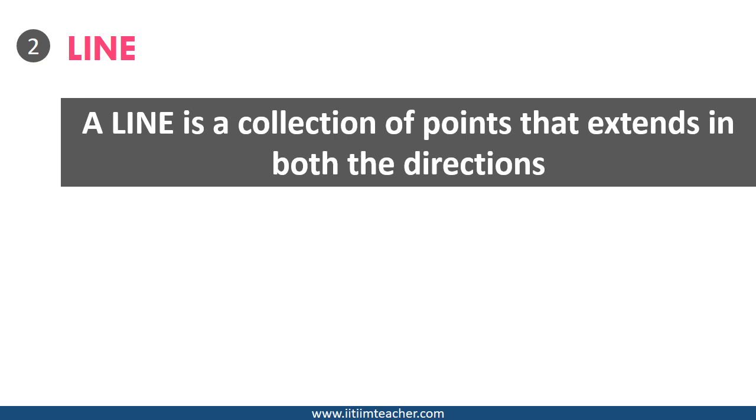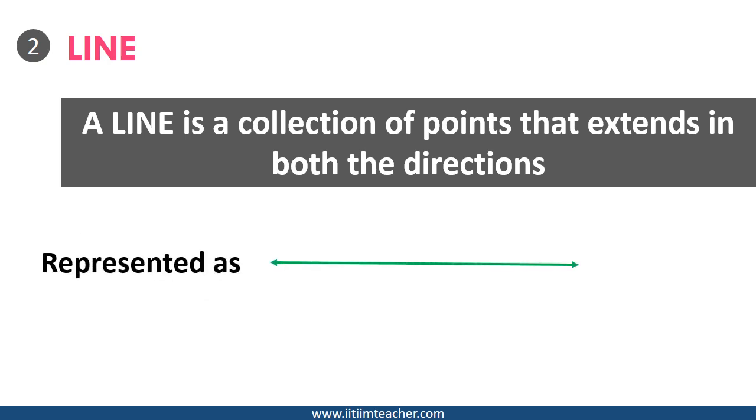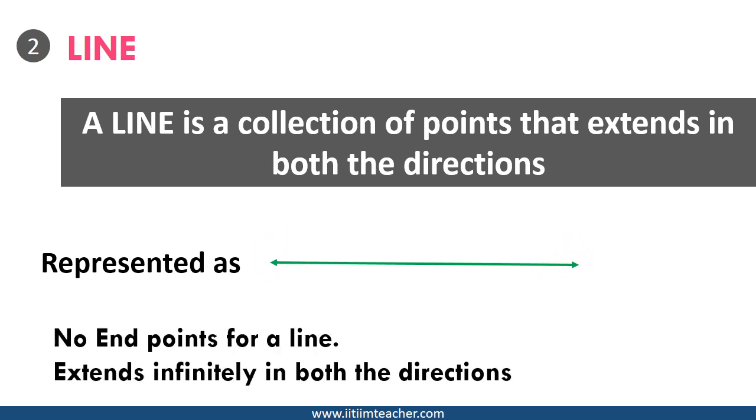A line is a collection of points that extends in both the directions. It is represented as a collection of points with two arrows. The two arrows represent that it is extending in both the directions infinitely. That means there are no endpoints for a line.